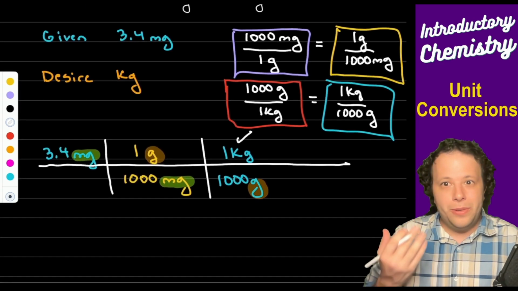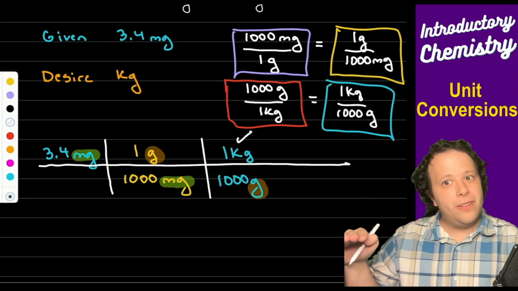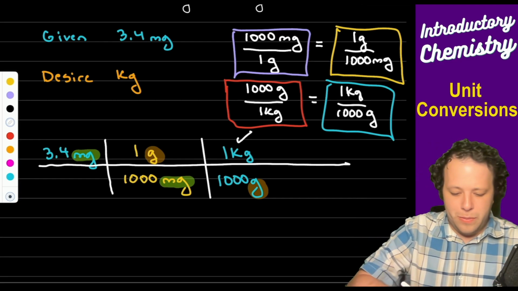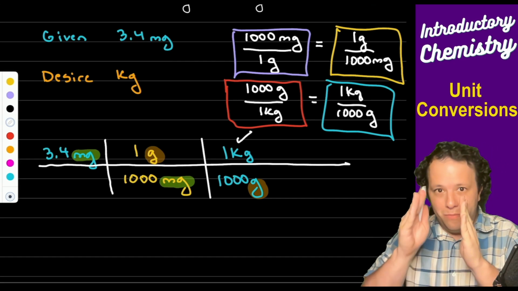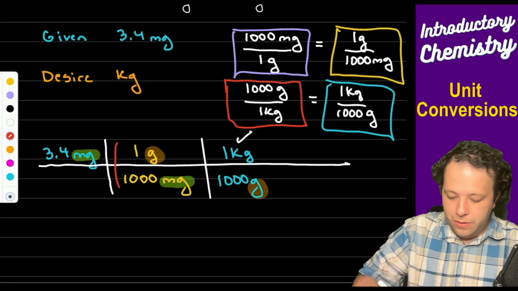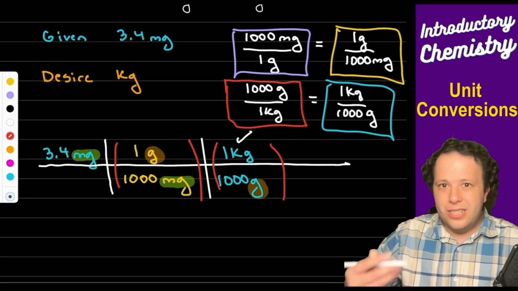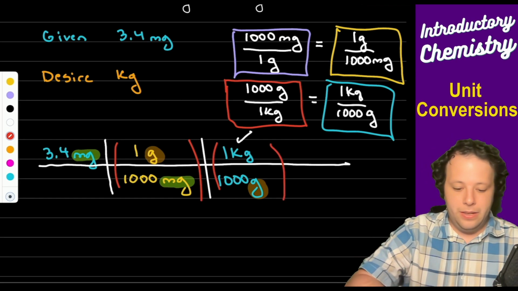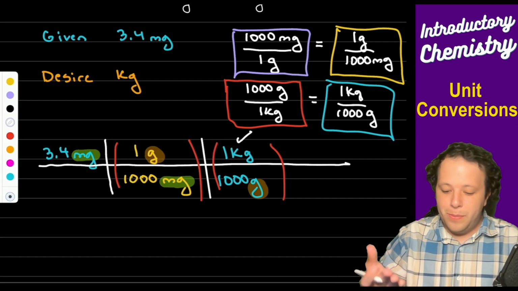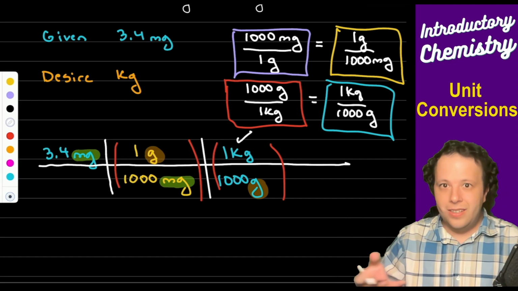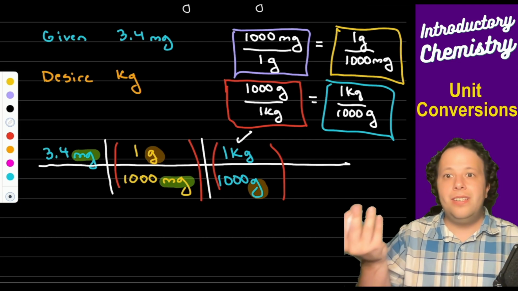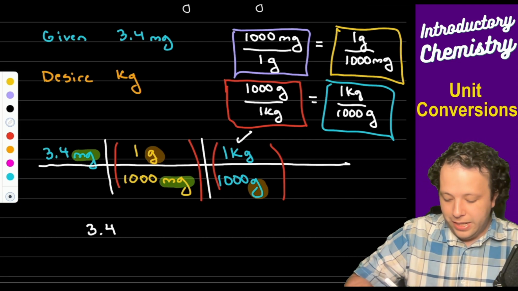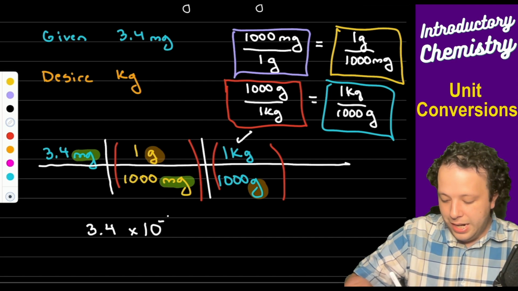So when we do this problem, you multiply everything on top and divide all the things on the bottom. Or if you want, you can also remember that each one of these little line sections here are all fractions, so you can always set them up in your calculator like a fraction as well. So if I do this, I have 3.4 times 1 divided by 1,000 divided by 1,000. When we do that, our final answer is going to be a very tiny number.